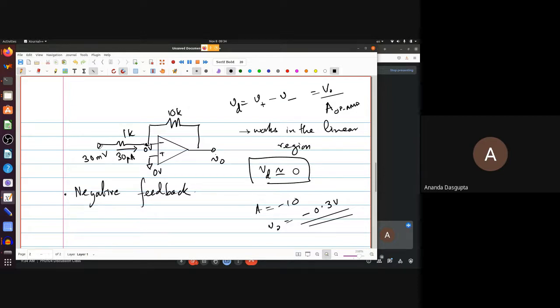Here, voltage at one end is actually equal to the voltage across because the voltage at the other end is 0. So 30 millivolts across this, divide by 1 kilo ohm, and milli by kilo is micro. So 30 microampere is fine.